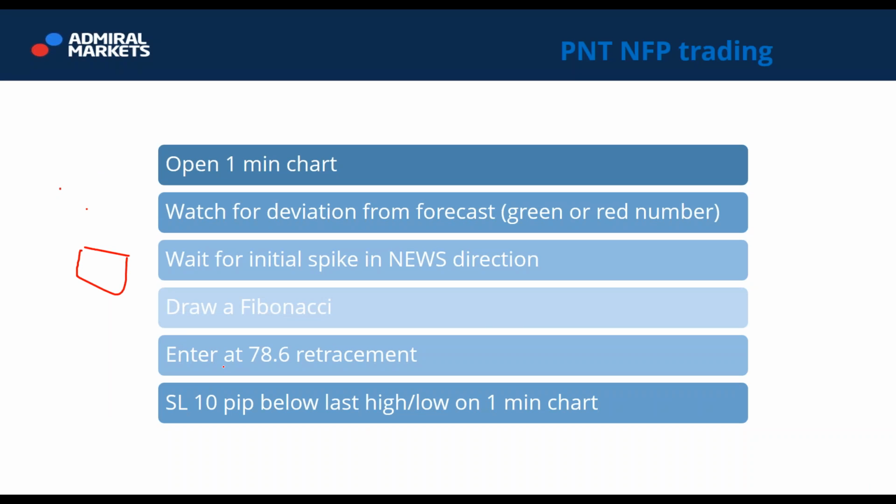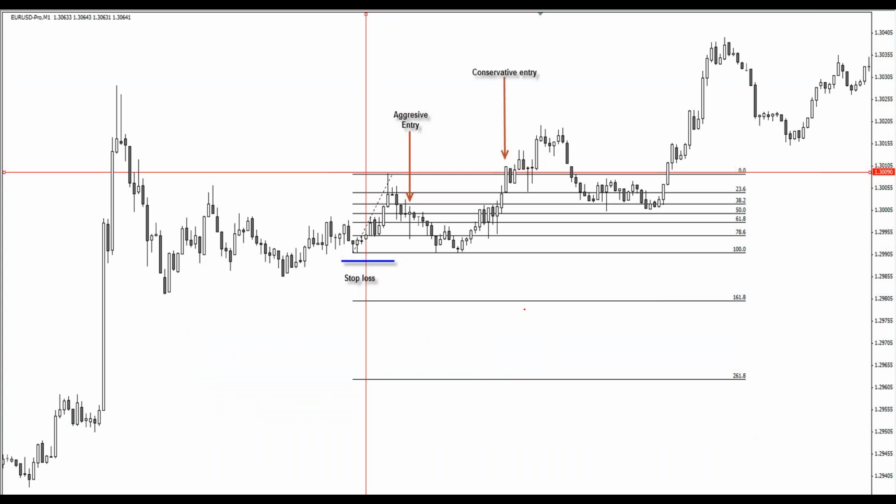Guys, what I want to see is a 78.6 or 88.6 retracement. So if, let's say, NFP was bad, average hourly earnings was bad, and unemployment was neutral, it's good for euro and bad for dollar. So you see euro is going up, then it comes to 78.6 or 88.6. This is your entry. So this is how I traded news.